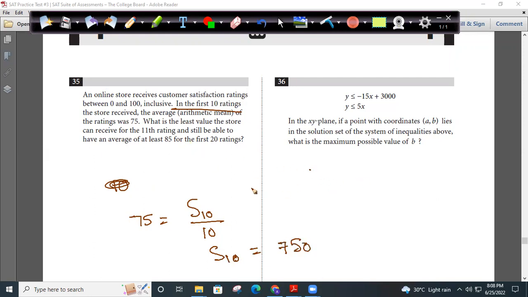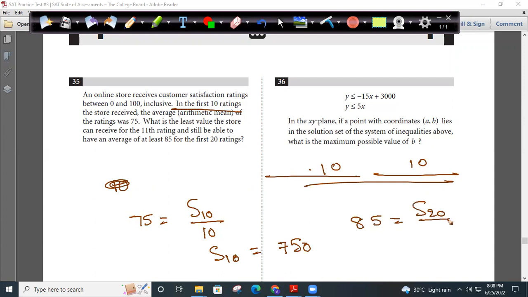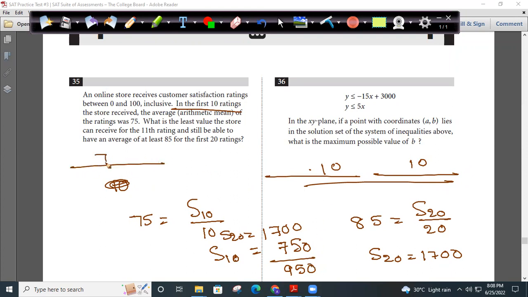Now I need it for 20 people, as 10 more have joined. For these 20 people, the average rating is 85, sum of the 20 divided by 20. So the sum of the ratings for the 20 people is 85 into 20, which is 1700. Listen to me carefully. 1700 is for 20 people. For the first 10 people it is 750. So for the remaining 10 people, the sum should be 950. Correct, right? So 10 people already have the sum 750. For the remaining 10 people, the sum should be 950.